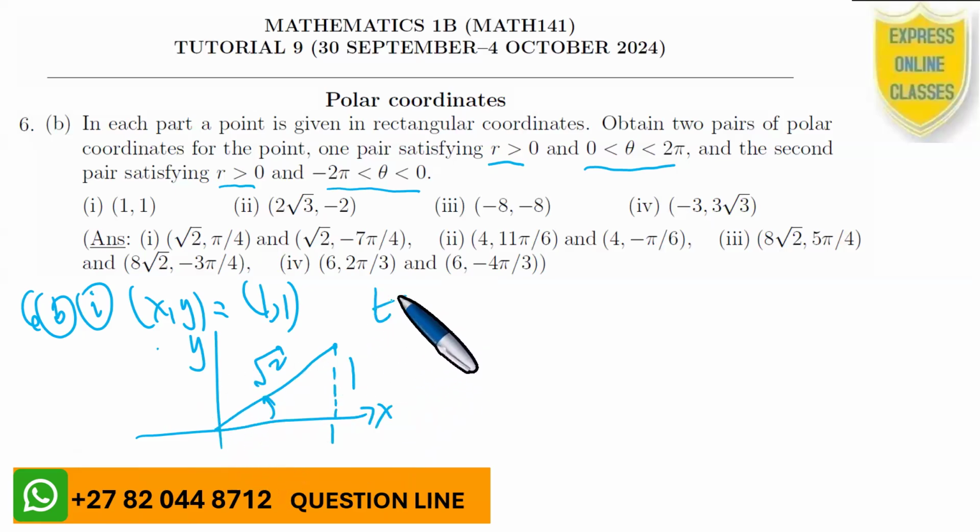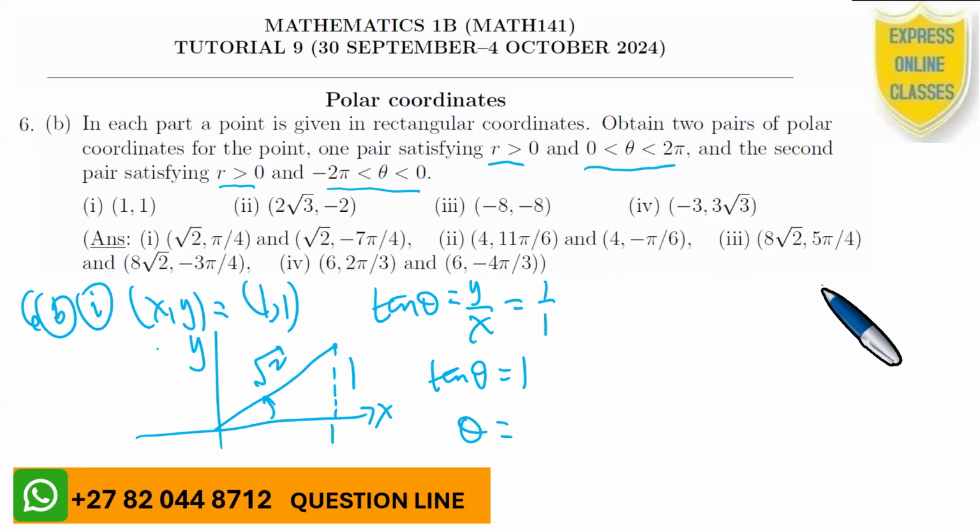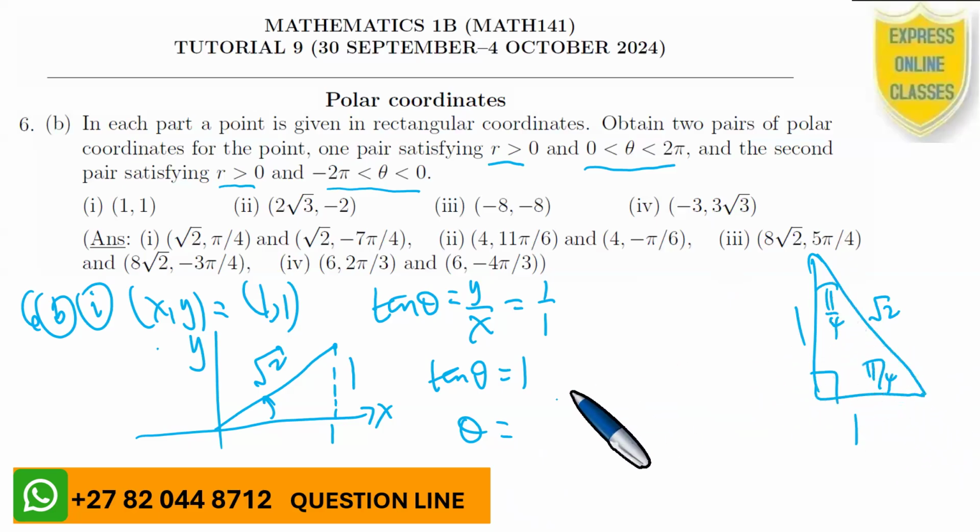To find the angle, use the tangent, which is y over x always. Y is 1, x is 1, which means the tan of theta is 1. From the triangle with sides square root of 2, 1, 1, the angle is pi over 4, pi over 4. Opposite over adjacent, 1 over 1, is pi over 4 radians.